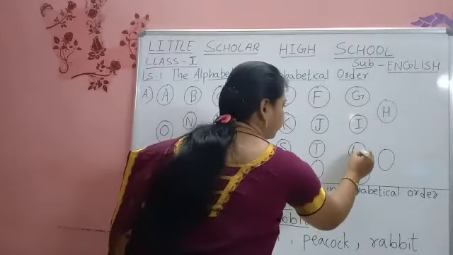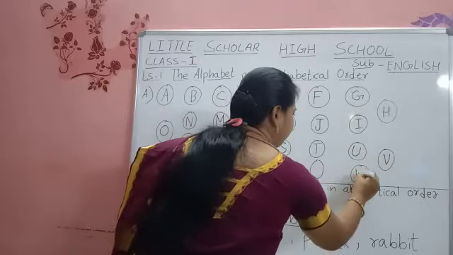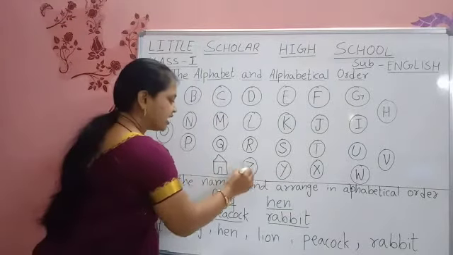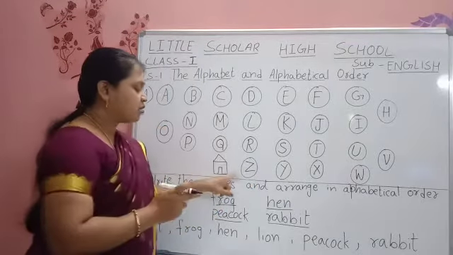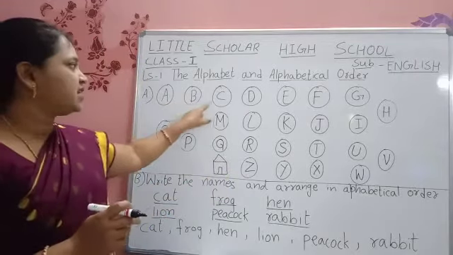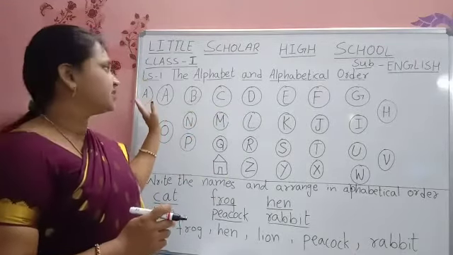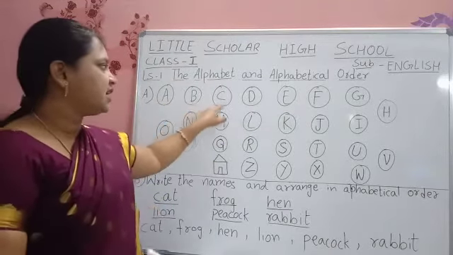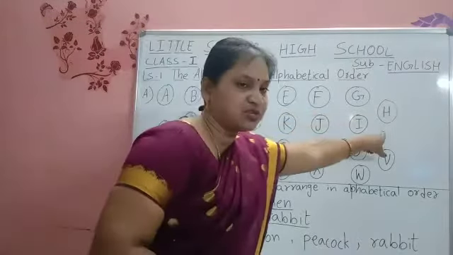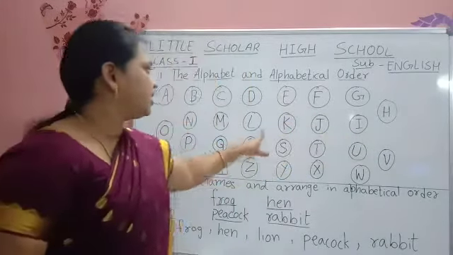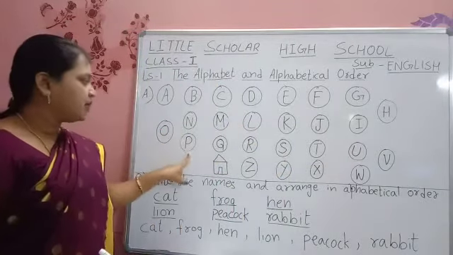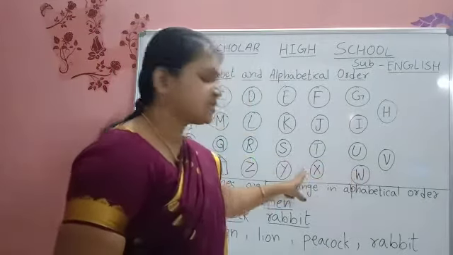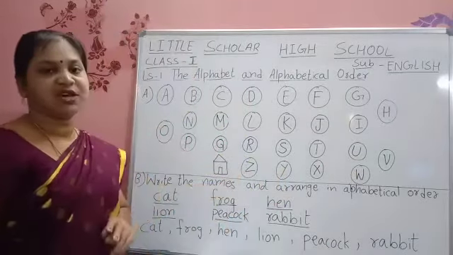U, V, W, X. Y is already given, don't write. Then Z. Now Reena reached her home. Understood? A, B, C, D. By seeing these letters, she is moving to her home. A, B, C, D, E, F, G, H, I, J, K, L, M, N, O, P, Q, R, S, T, U, V, W, X, Y, Z. Now Reena reached her home.